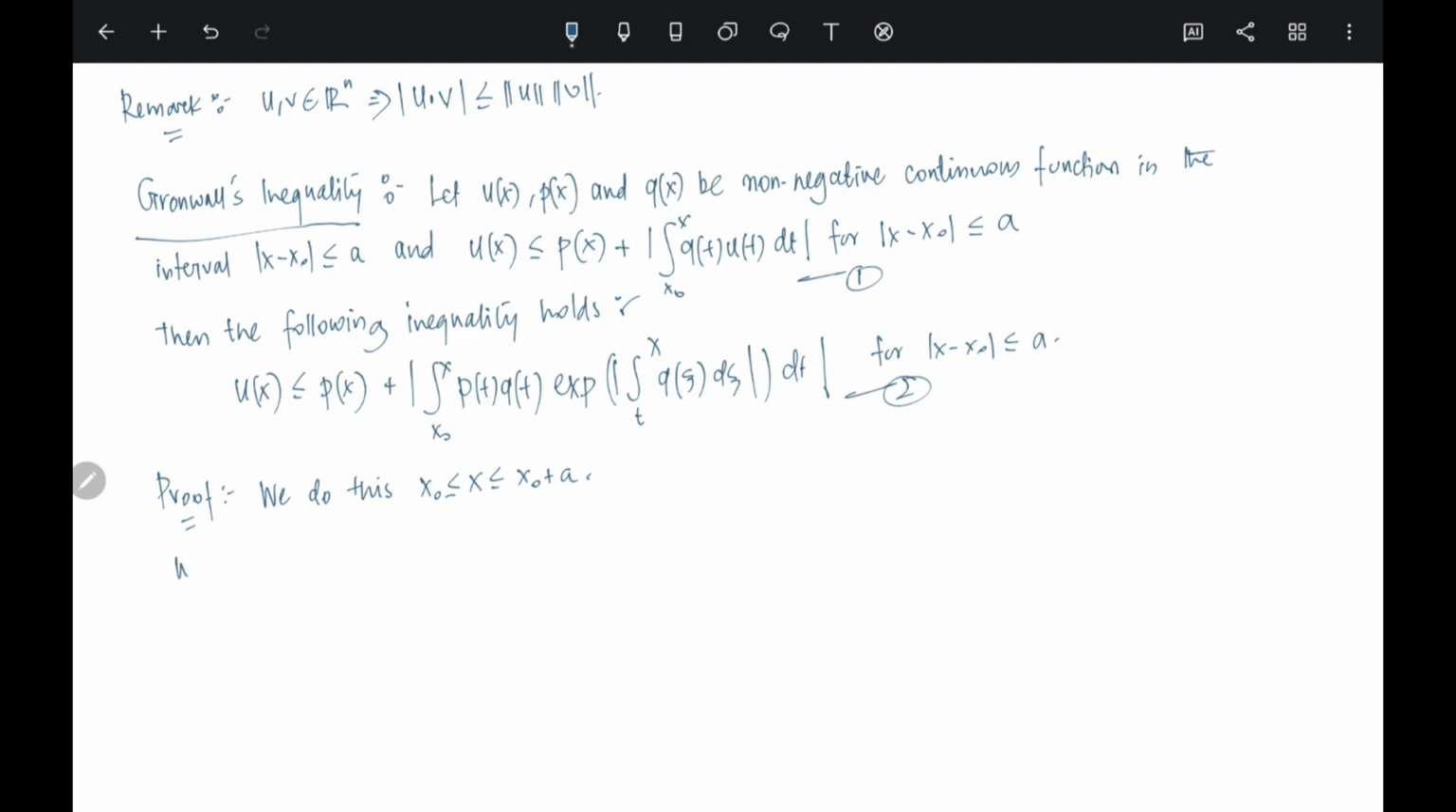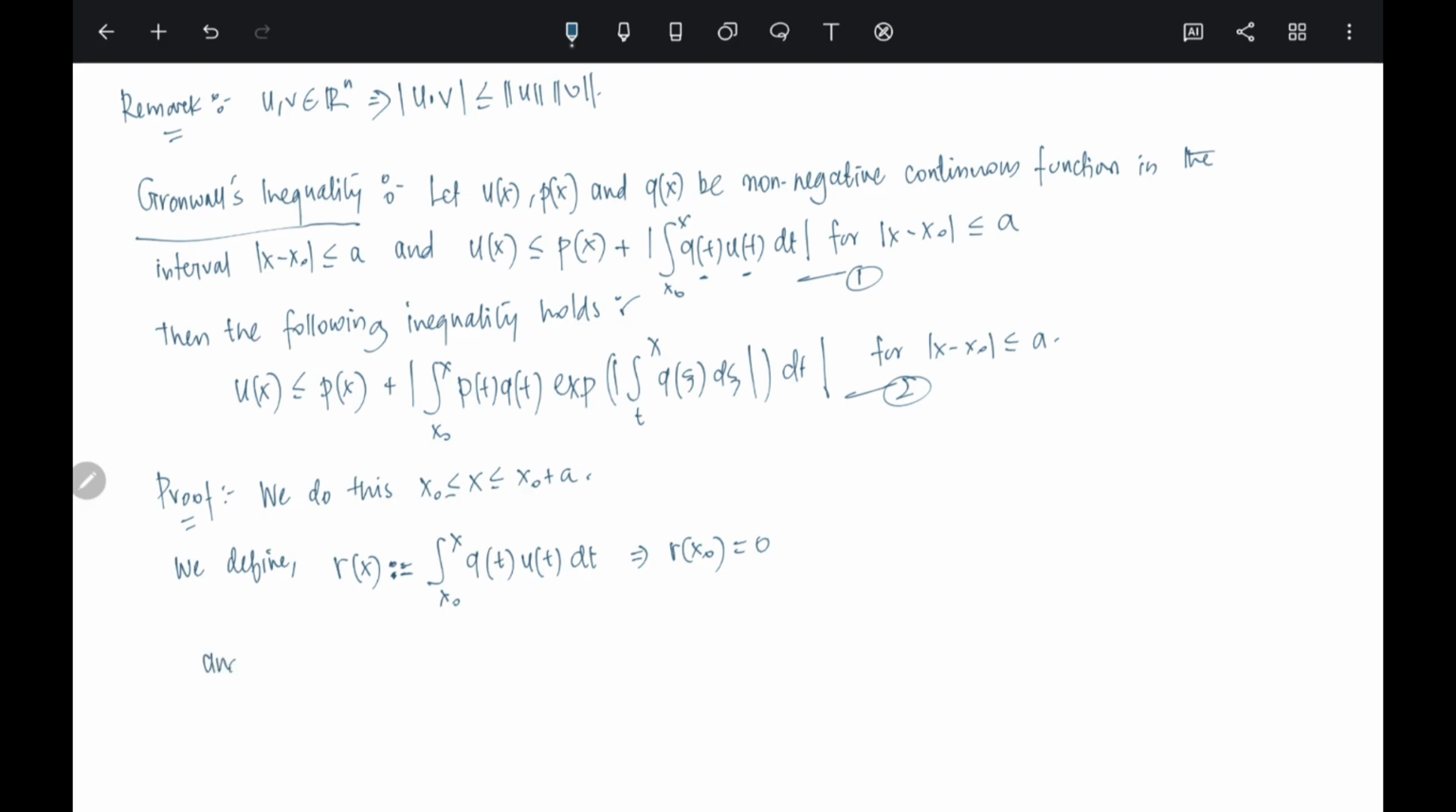So what we do is we define a new function r(x). How are we defining it? We define it to be the integral from x naught to x of q(t) u(t) dt. This particular quantity, the integral of q(t) u(t) dt from x naught to x, we are calling r(x). If we do that, that will imply r(x naught) is of course 0, because the integral from x naught to x naught, whatever the quantity, is going to be 0.